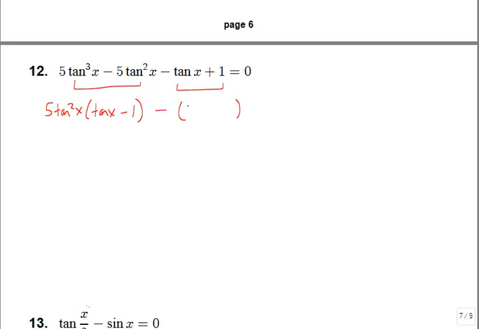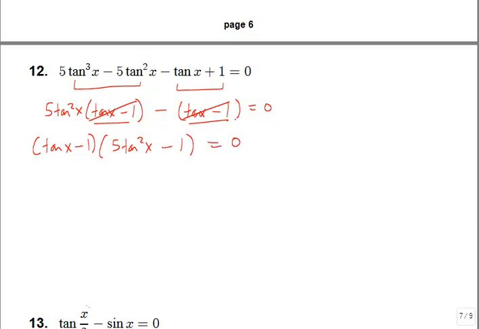If I pull out that minus, then I'm going to be left with a positive tangent of x, and I would need a minus 1 inside the parentheses so that if I were to redistribute the negative, I'd get back my plus. So now this is really good because these two things match. Therefore, I can pull out the tangent x minus 1, and then in parentheses, now that these two things are gone, I would have 5 tangent squared x minus 1 left over.